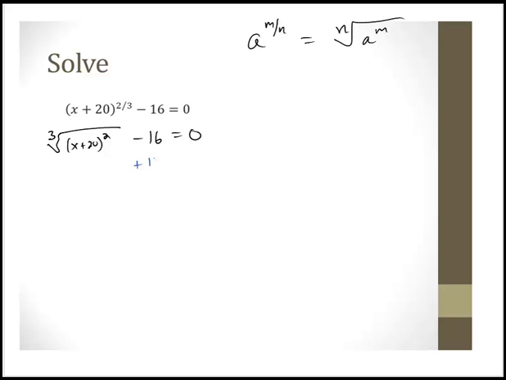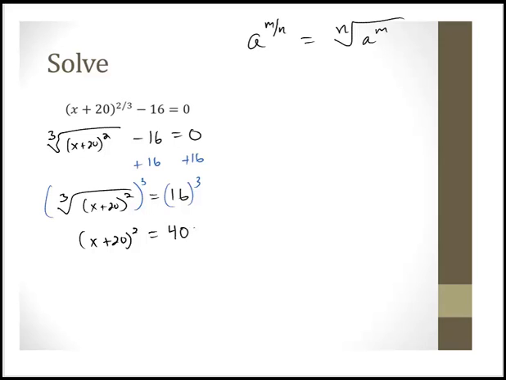So let's isolate the radical. I'll add 16 to both sides. So then the cube root of x plus 20 squared is equal to 16. Now, let's remove the radical. I will raise both sides to the third power. So then x plus 20 squared is equal to 16 to the third power, which is 4096.